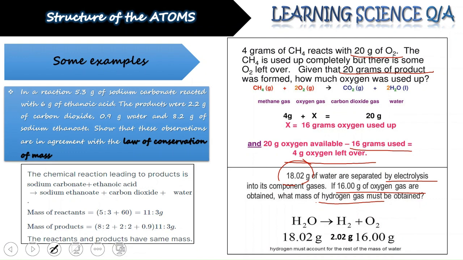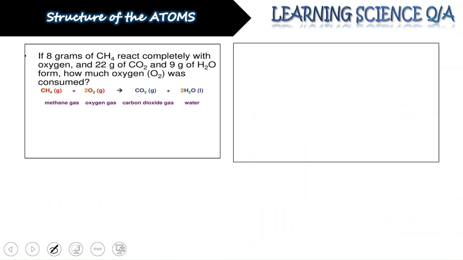So what we understand till here is that for doing questions based on the law of conservation of mass, we need to apply simple mathematics. We need to just go for simple addition and subtraction. Now see one more question. 8 grams of methane reacts completely with oxygen and 22 gram of carbon dioxide and 9 gram of H2O is formed. How much oxygen was consumed?